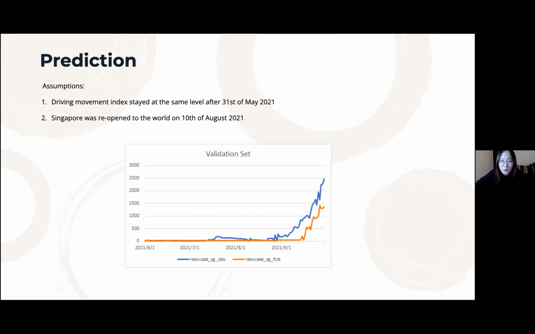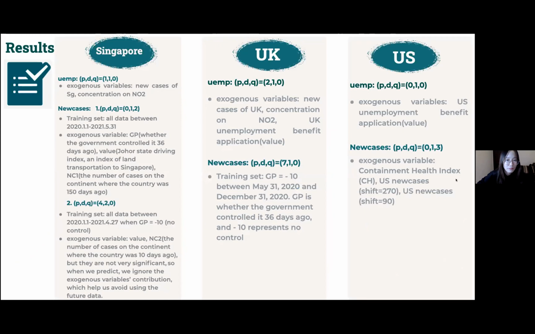Note that to avoid using future data, we assume that the driving movement index stayed at the same level after May the 31st, 2021. We also assume that on August the 8th, 2021, Singapore was reopened to the world. In this case, we only use the data before May the 31st to do the prediction. Besides, all the above parameters were adjusted according to the validation set, and this figure shows the best.